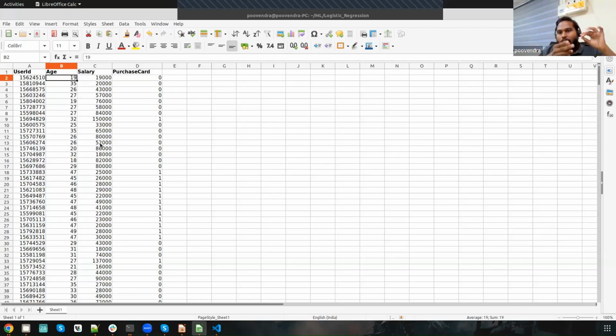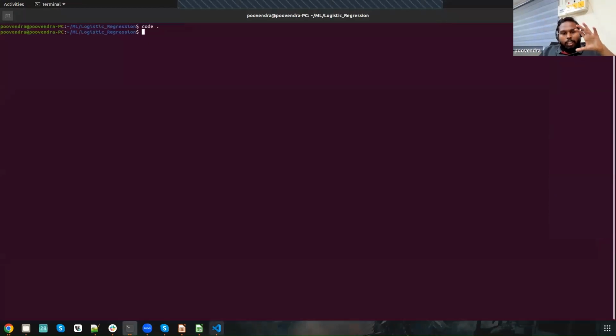So if it is 19, that will be around minus or plus 1 point 0 point something, and the 19,000 it is around plus 1 point something. So it will be like that. Okay, so that is what the scaling is all about.